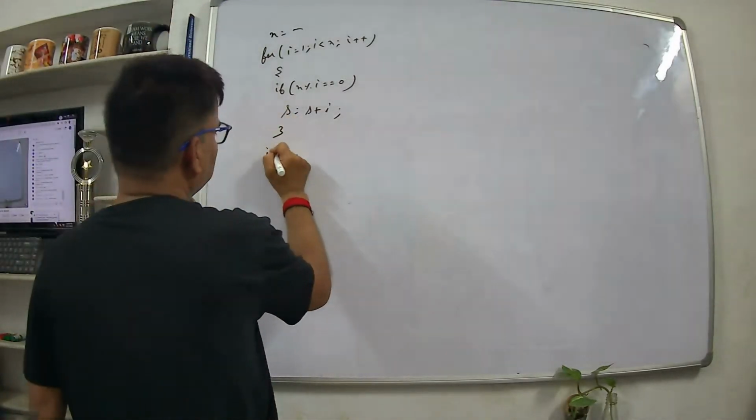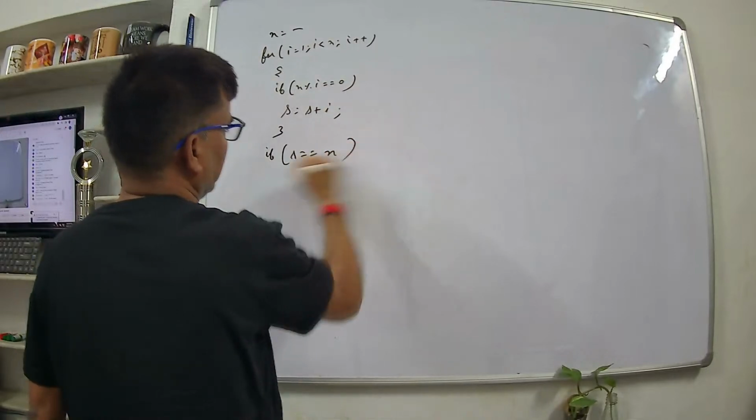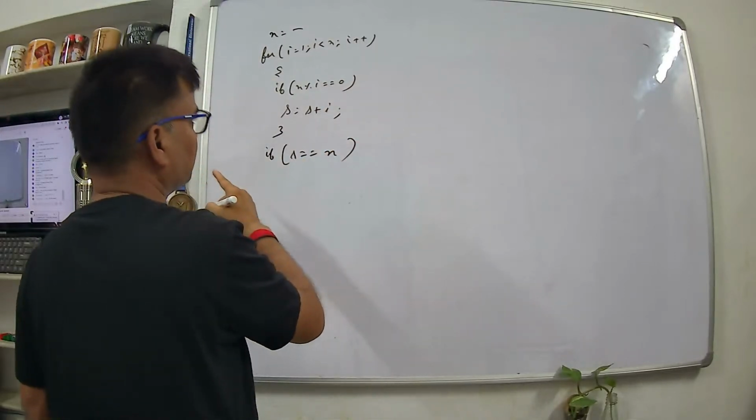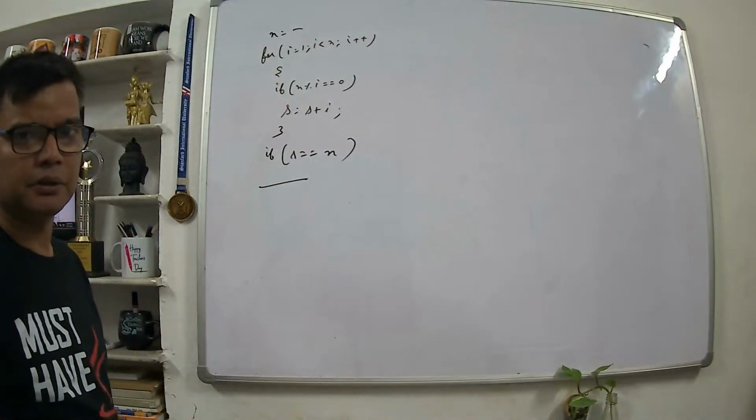Now, outside, if s equals the original number n, in that case it is perfect, else it is not perfect.